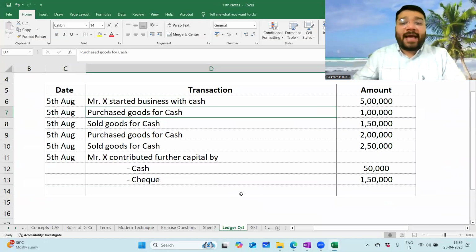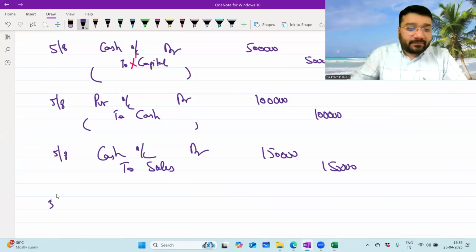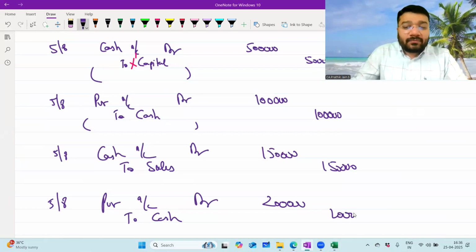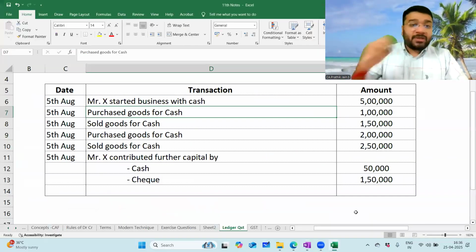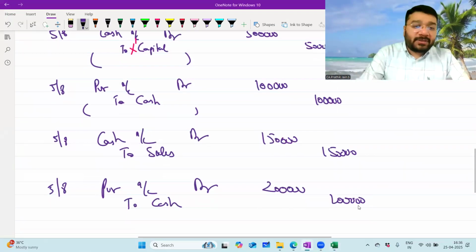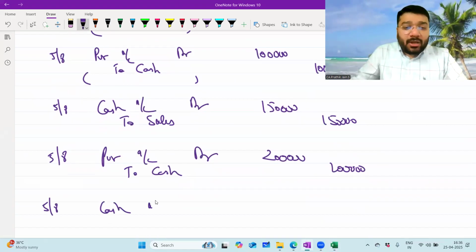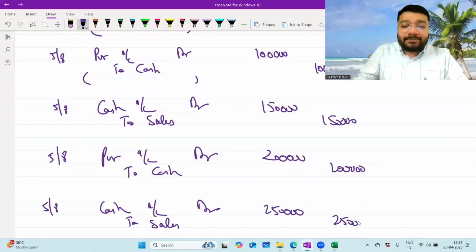Again, purchased goods for cash, 2 lakh rupees. Purchase account debit to cash. How much? 2 lakh rupees. Wonderful. Sold goods for cash again, 2,50,000 rupees. Entry. Cash account debit to sales. 250.